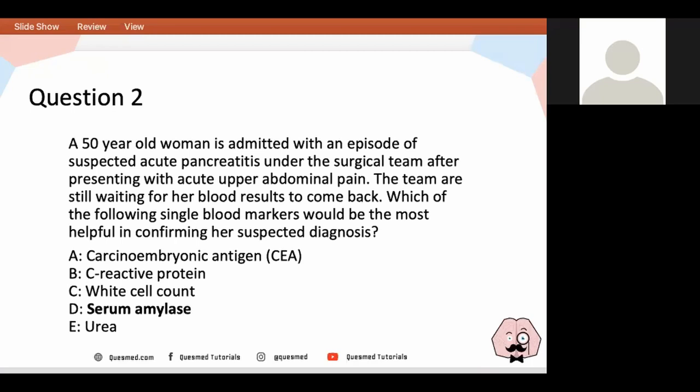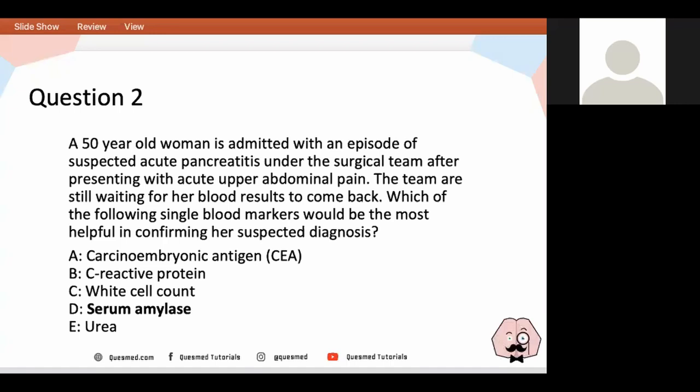Good. So again, the majority of people got this answer correct. You want to get a series of blood tests for any patient with suspected pancreatitis, and one of your most useful ones, if not the most useful one, is going to be your amylase. An amylase of greater than 3 times the upper limit of normal is diagnostic for acute pancreatitis.